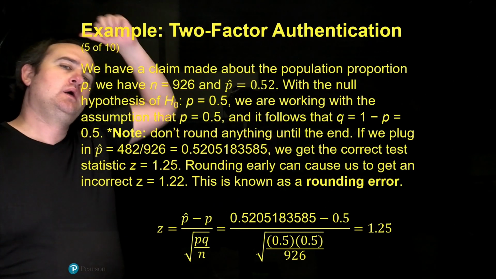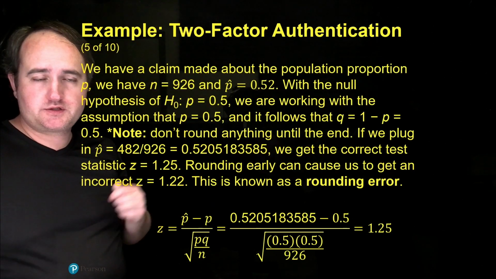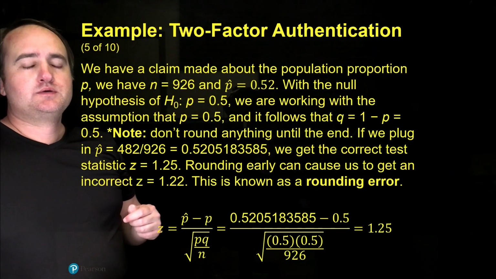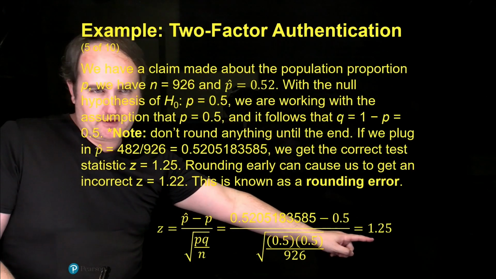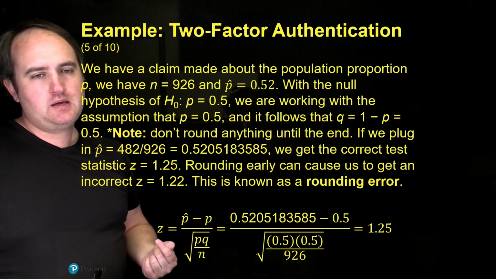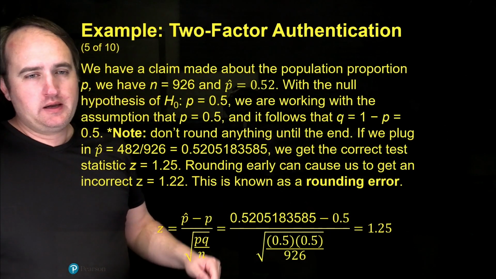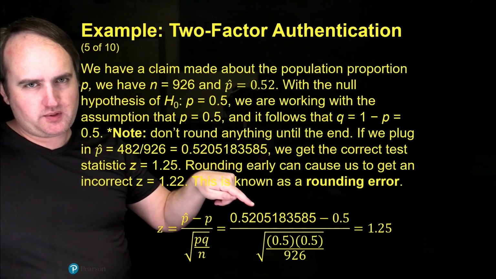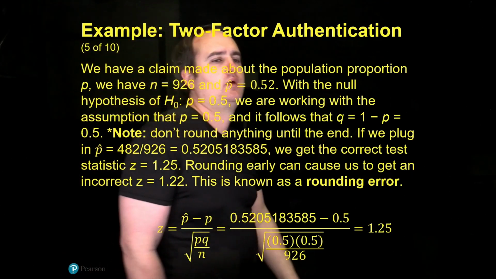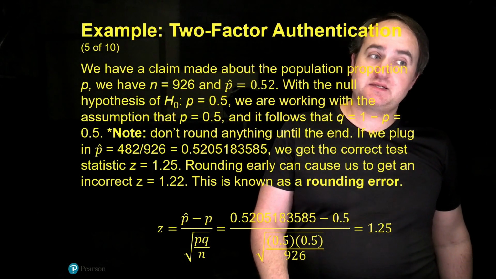Okay. So the moral of the story is don't walk into the trap that I just walked into. So don't round anything until the very end. Okay. Until you actually just get to a single number on your calculator. Make sure you include all the digits, even though it's tedious to type in all those digits. All right, cool. So that is the test statistic.